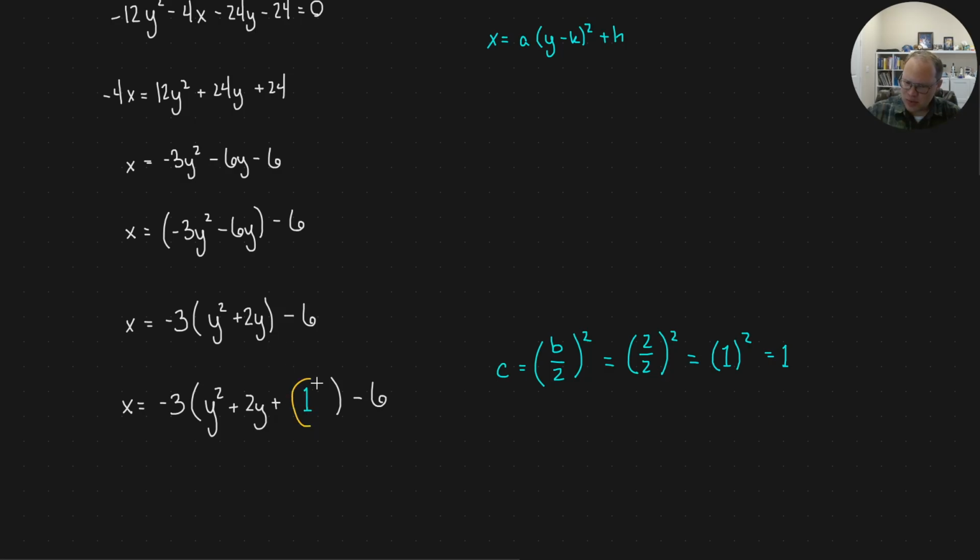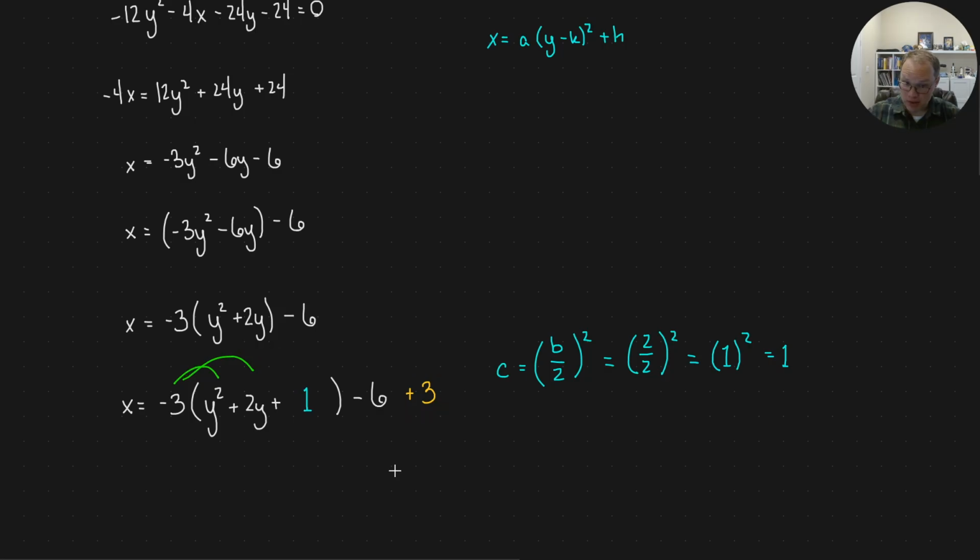Except, this isn't really a 1. If I were to distribute this -3 back in, what is it really? 1 times -3, it's a -3. This is really a -3, okay, that I've added to the right-hand side of the equation. So I need to balance that. So since this is really a -3, if I'm going to add in a -3, I also need to balance it by adding a +3. Okay? That way, if I were to distribute this and combine terms, the -3 and the +3 cancel. Everything's nice and balanced, right?